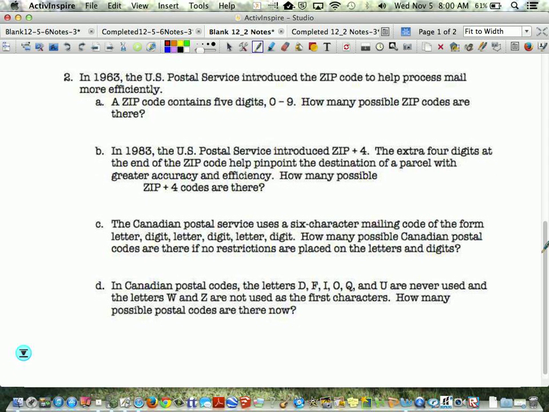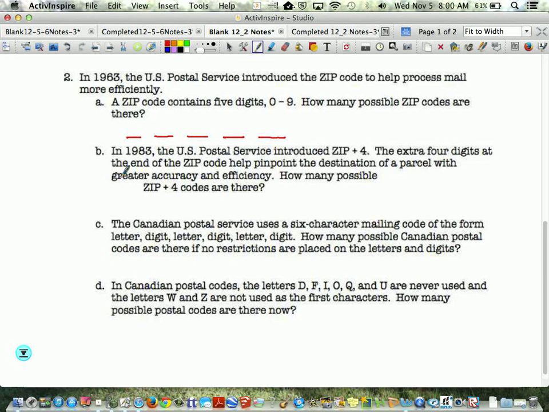In 1963, the U.S. Postal Service introduced the zip code to help process mail more efficiently. So instead of saying, mail my letter to Minneapolis, Minnesota, cities were getting large enough that they needed more specific locations. And so a zip code contains 5 digits, 0 to 9. How many possible zip codes are there? So how many zip codes can we make?